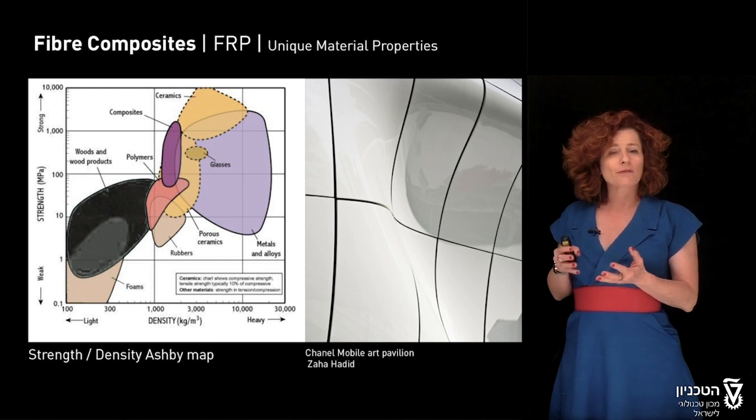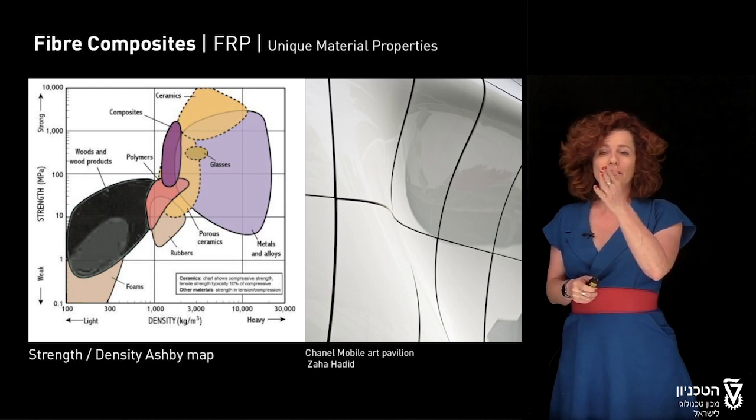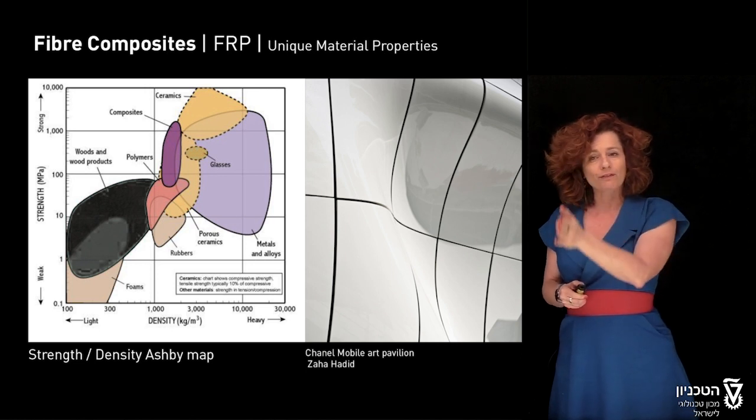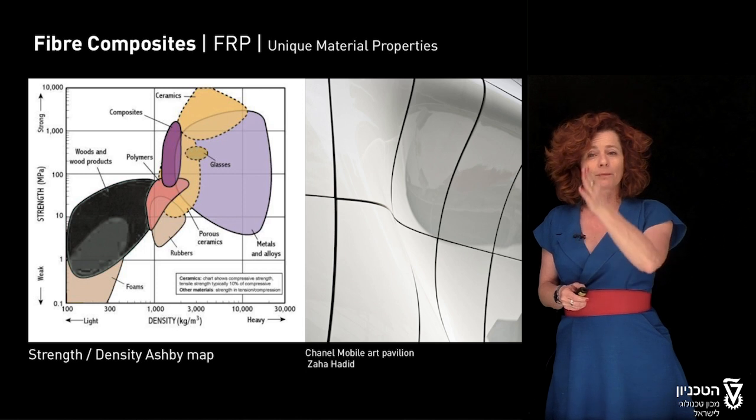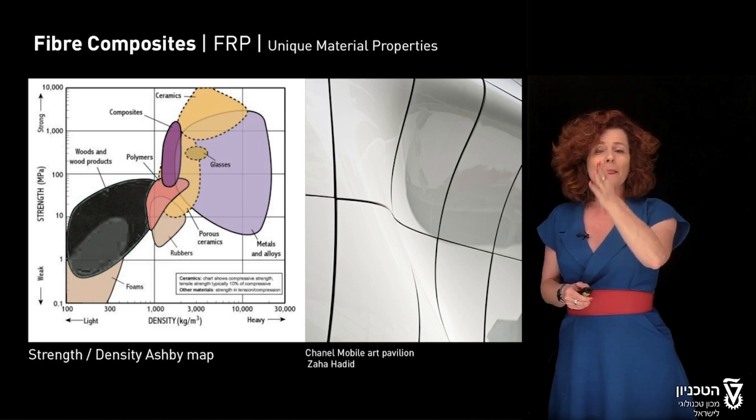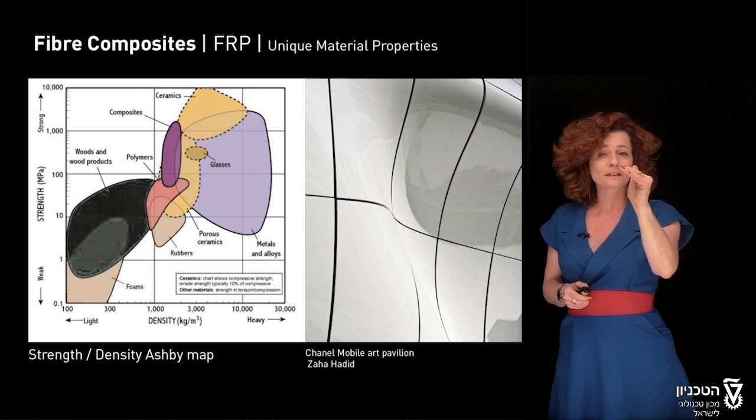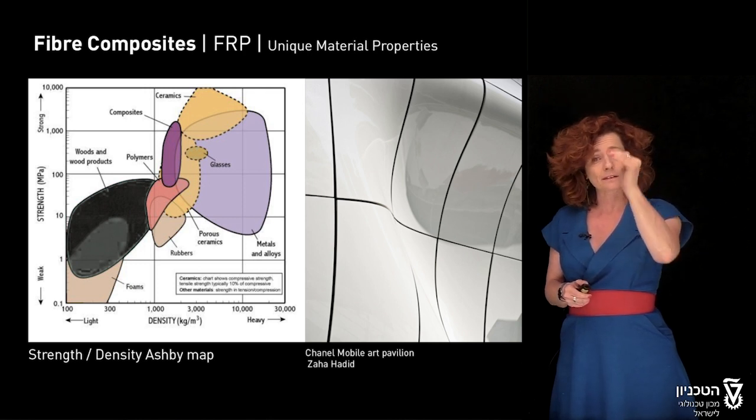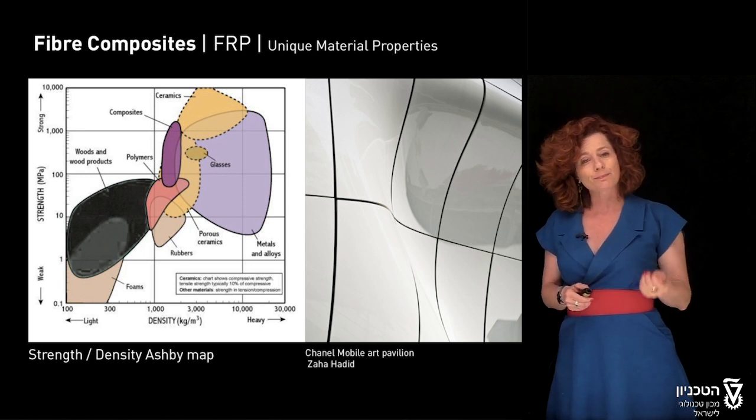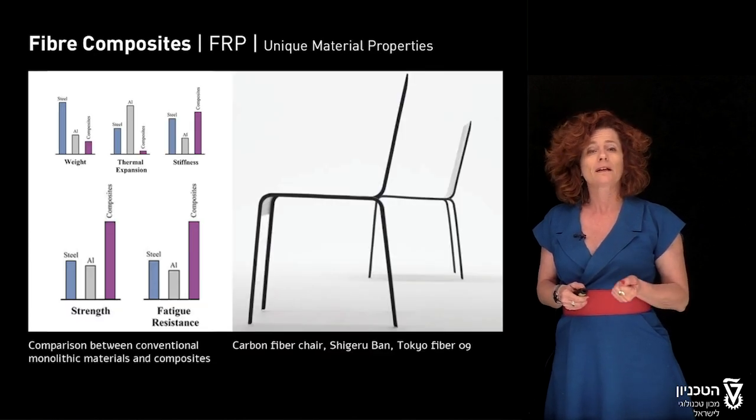A magical combination of the two gives us a family of material that is very well placed in this Ashby map. So again, mapping density versus strength, and you see that composites, that's the center oval in purple, are placed in a very good place, very near ceramics and steel in terms of strength, but much lighter, so placed in the middle. And these properties make it very attractive for various applications.